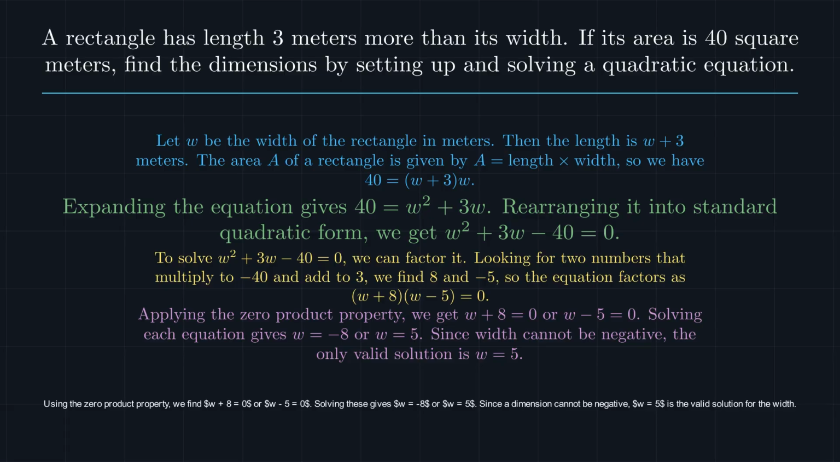Using the zero product property, we find w plus 8 equals 0 or w minus 5 equals 0. Solving these gives w equals minus 8 or w equals 5. Since a dimension cannot be negative, w equals 5 is the valid solution for the width.